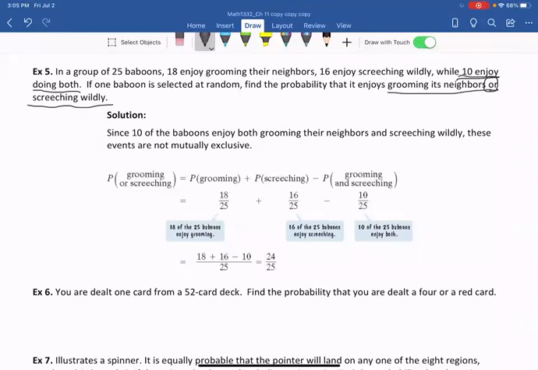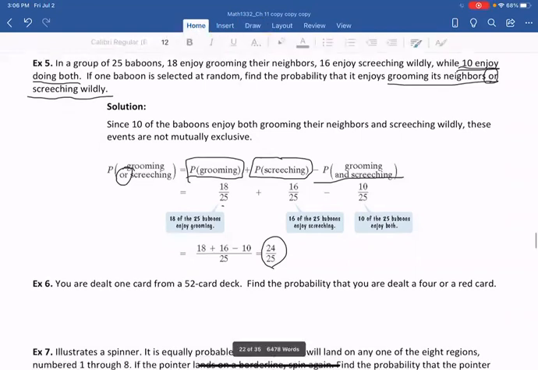Solution, let's see. If they have the "or," you need to have the probability of grooming plus the probability of screeching, minus the baboons who like both, which is 18 over 25 plus 16 over 25 minus 10 over 25. We get 24 over 25. Okay, let's move on to the next question.